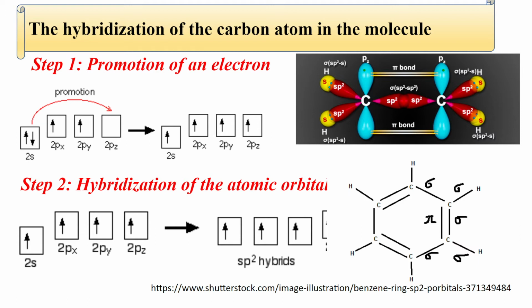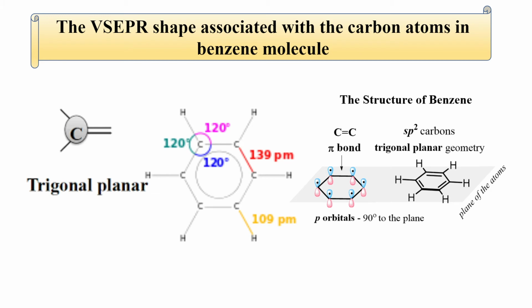The new orbitals formed are called sp2 hybrids because they are made by an s orbital and 2 p orbitals reorganizing themselves. The VSEPR shape associated with the carbon atoms in the benzene molecule. The benzene ring consists of 6 carbon atoms bonded in a flat or planar hexagon ring. Each carbon is bonded to 1 hydrogen and 2 sigma bonds with carbons, so the total electron domain is 3. Hence, the molecular geometry at each carbon is trigonal planar, and the angle is 120 degrees.